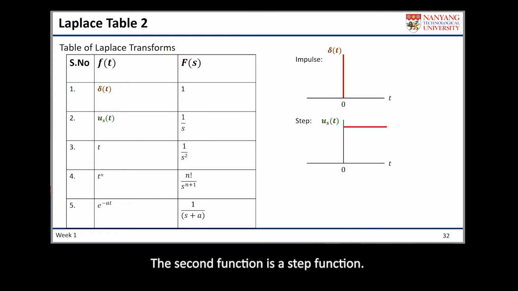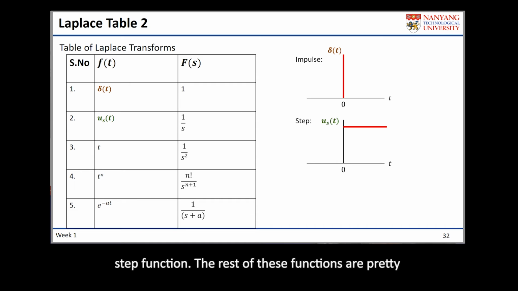The second function is a step function. I indicate it here as u(t). How does it look? For u(t), for step function, the value of this function is 0 for negative t. And for 0 and positive t, the value is equal to 1. Okay, so it's 0, and starting from time equal to 0, the value is equal to 1. So that is what we call as a step function.